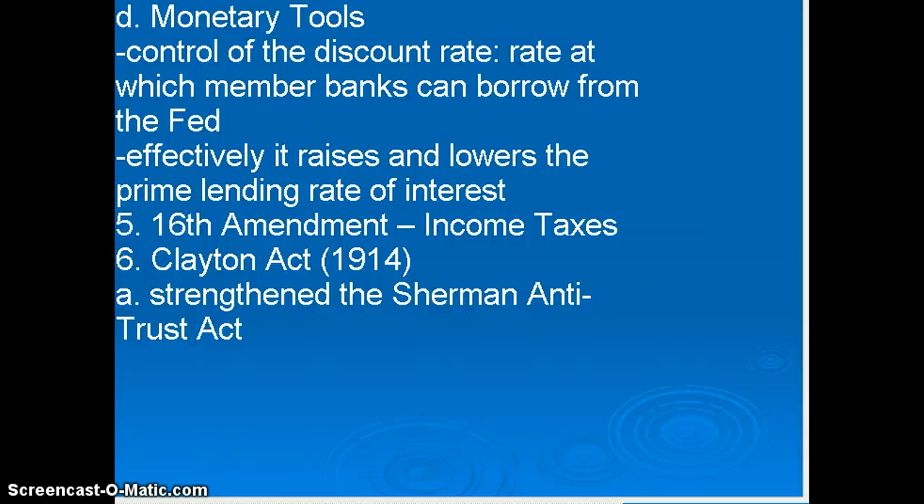Alright, so the monetary tools: they control the discount rate. Essentially, the Federal Reserve lends money to other banks. The Federal Reserve is currently lending money to banks at a rate of about 0.25%, so they're making very little money on their loans. And then the banks turn around and loan money to people at like 4 or 5% on mortgages if you have good credit.